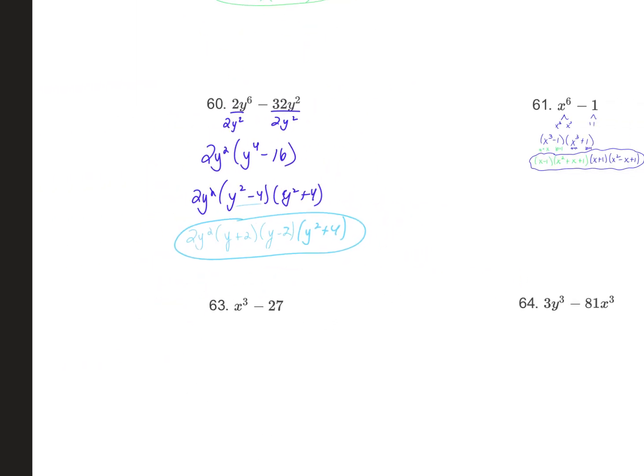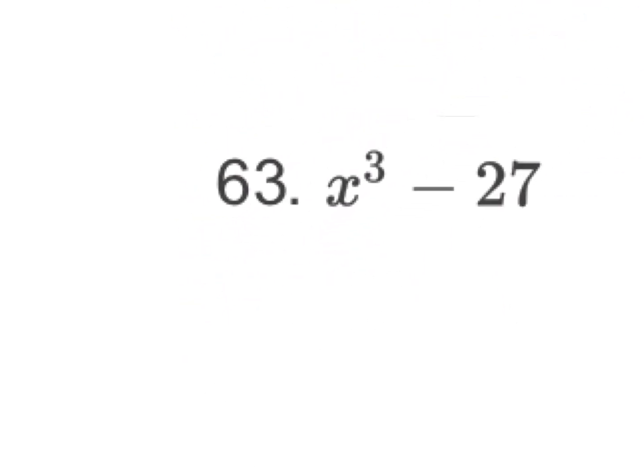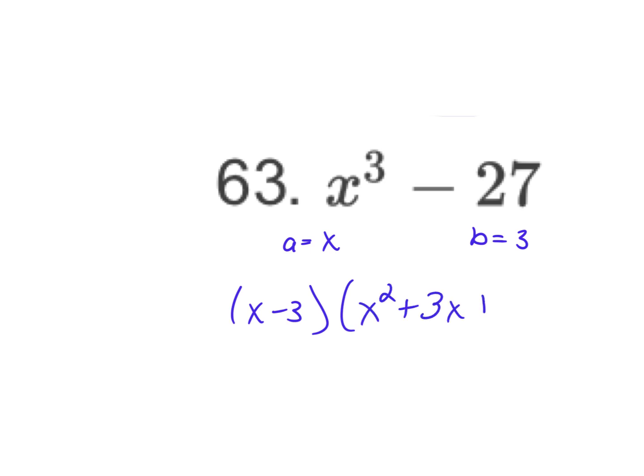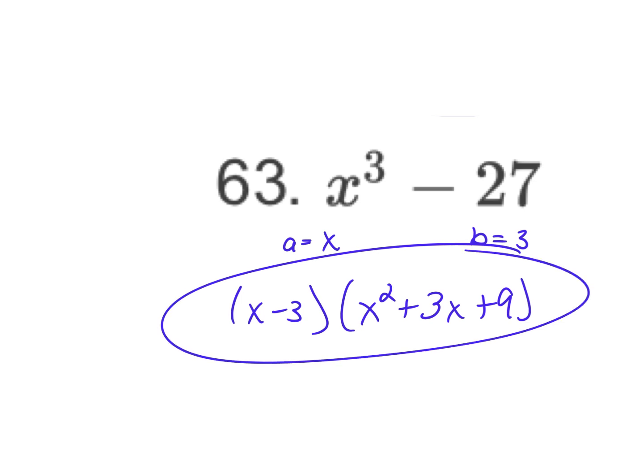So now we'll go to 63. No GCF. I do notice that these are cubes. X cubed is a perfect cube, and so is 27. So my A term is X, my B term is 3. My pattern is going to be X minus 3 in the first parenthesis, then X squared plus 3X plus 9.